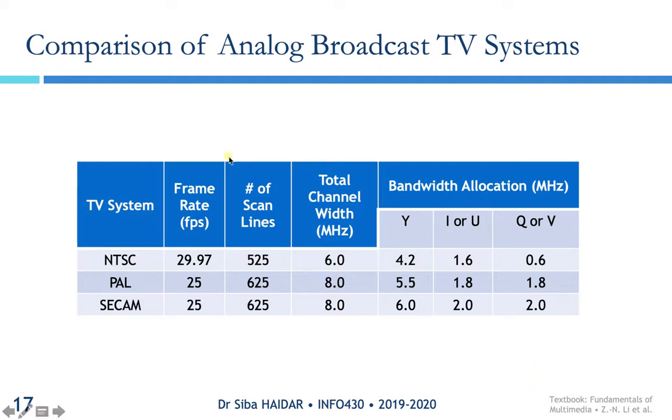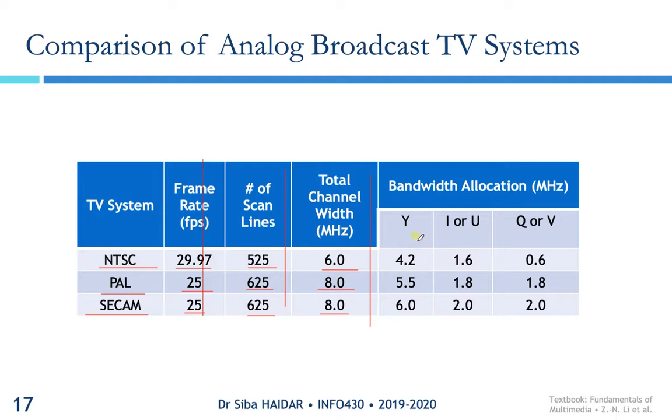Here we can find a comparison of the analog broadcast TV systems. You can see in this table the NTSC TV system, the PAL TV system, and the SECAM TV system. For the frame rate, the NTSC, as we all know, is 29.97, the PAL and SECAM 25 frames per second. As per the number of scan lines, the NTSC has 525, the PAL and SECAM 625. As for the total channel width in megahertz, the NTSC dedicates less than the PAL and SECAM, which dedicate 8 megahertz for the channel.